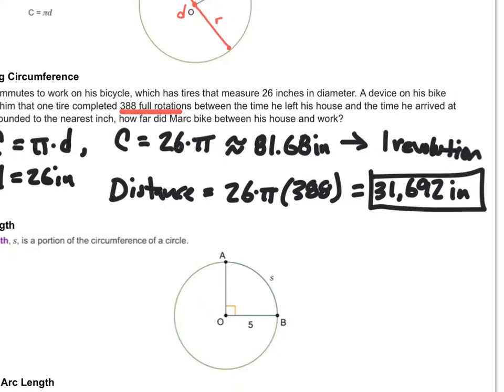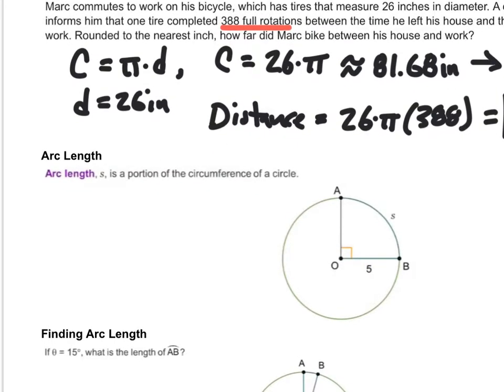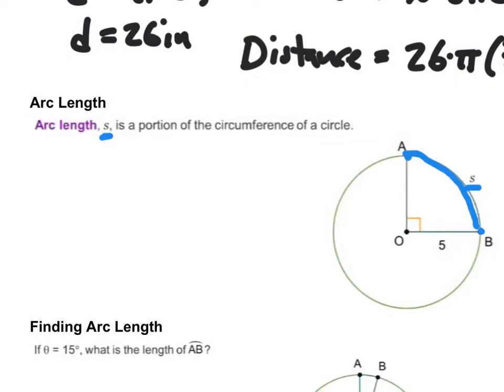Let's move on to the next concept, which is a concept called arc length. Now, it says that arc length S is a portion of the circumference of the circle. So what we're going to do in this is find the distance here between A and B that's along this circle, and we're going to call that S. S is usually denoted as the arc length. Now, first of all, before we do anything, let's find the circumference of the circle.